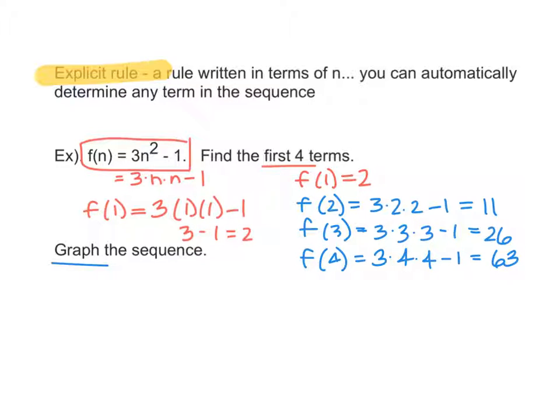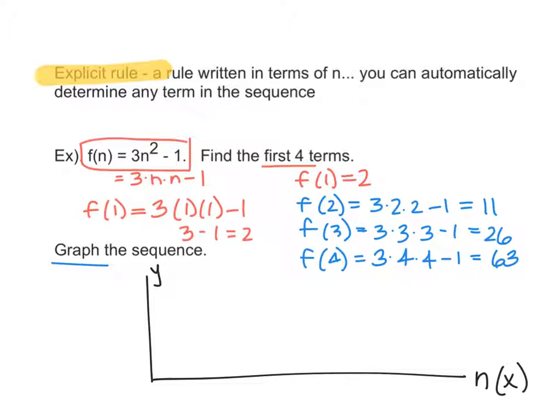The last thing they want us to do is graph the sequence. Super easy, right? We're just going to draw ourselves a graph. N is going to be the same as our x variable, and then y up here is our value, so I drew that out really weird.